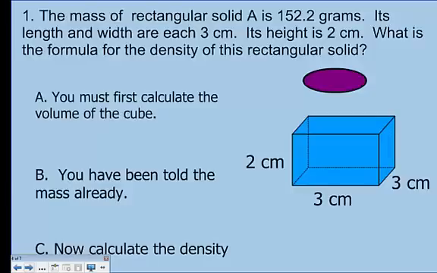First, you got to calculate the volume of the cube. So this is a regularly shaped object. Length, width, and height is what you would use to calculate the volume. So let's write that. So length times width times height would give you the volume. You have been told the mass already in the equation, and now you got to calculate the density. So I will leave you to that. You can stop the video and try to figure that out, and we'll check it together.